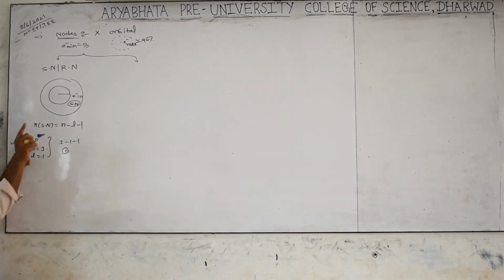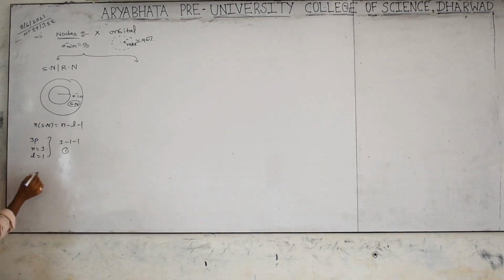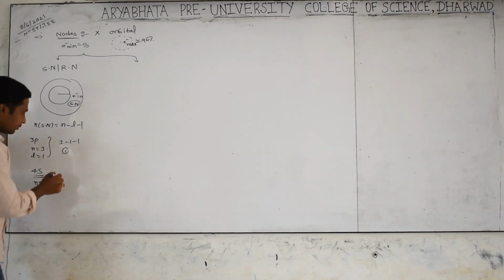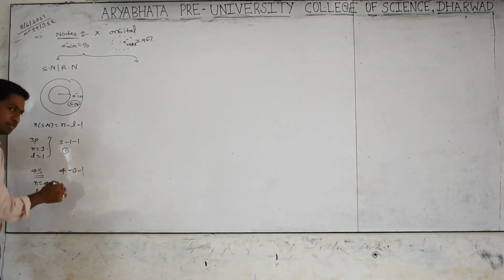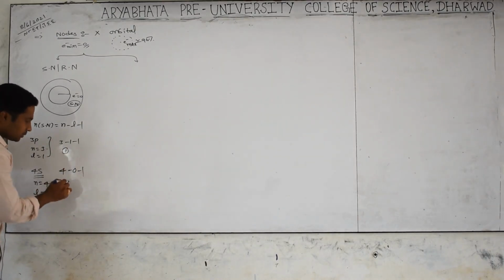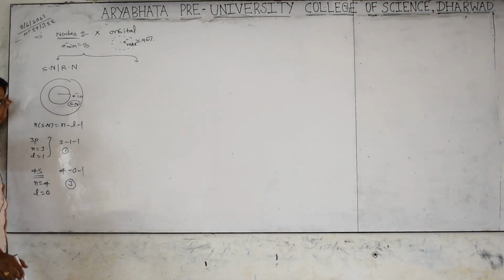Because the p orbital will start at the second orbit, 2p and 3p, in between the second and third we are getting a spherical node. For example, take the 4s orbital. What is the n value for this one? 4. L is equal to 0. Then we get n minus L minus 1, that is 4 minus 0 minus 1. We are getting 3 spherical nodes. Where and where are we getting them?